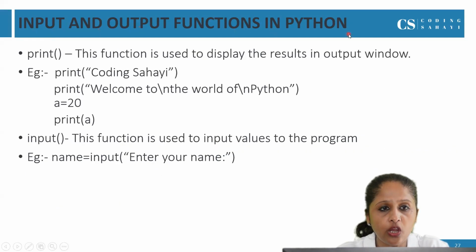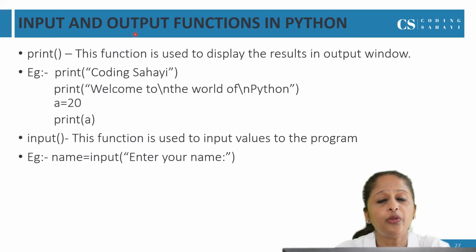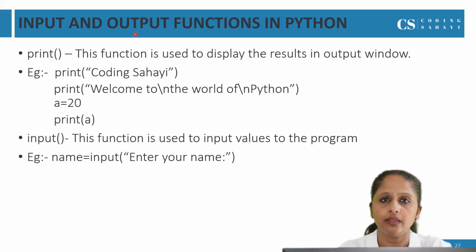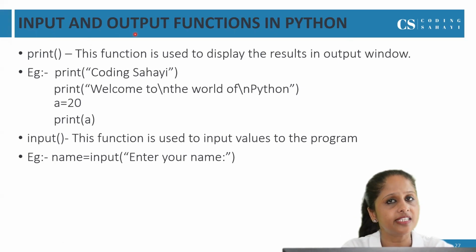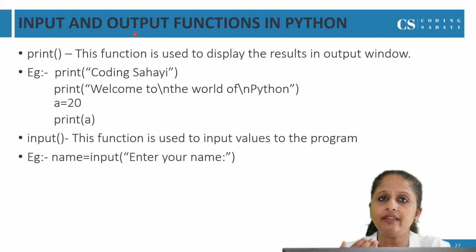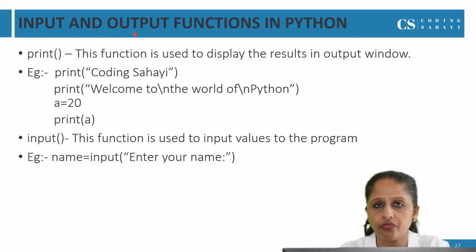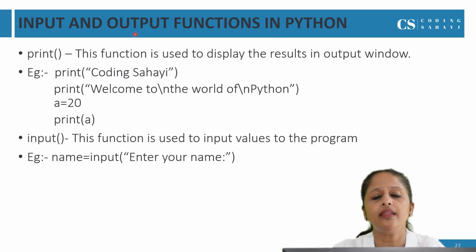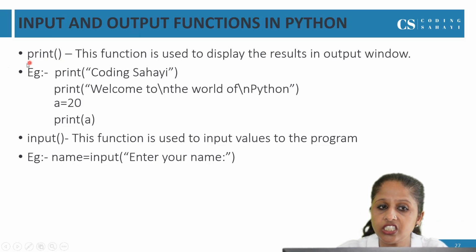So our next topic is input and output functions in Python. Input and output functions are for accepting values and displaying the result. So for that we use input and output functions in Python. For displaying the result, or the output, in Python we use the function print. So let's see some examples.